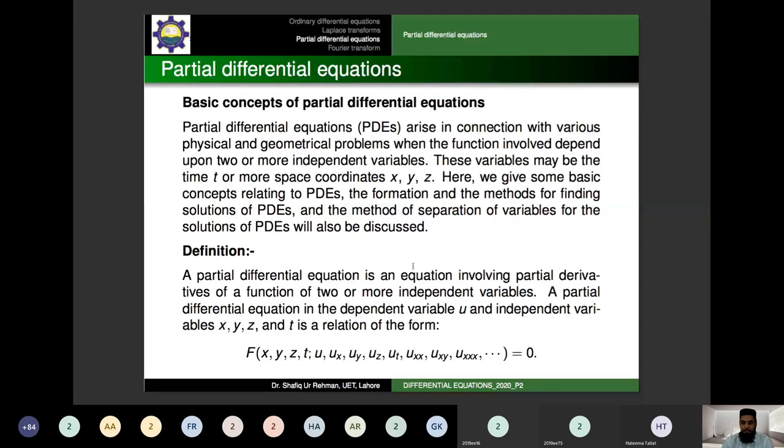So we start by talking about the definition. What the definition of a partial differential equation is. We see that a partial differential equation is, of course, surely an equation involving partial derivatives of a function of two or more independent variables.